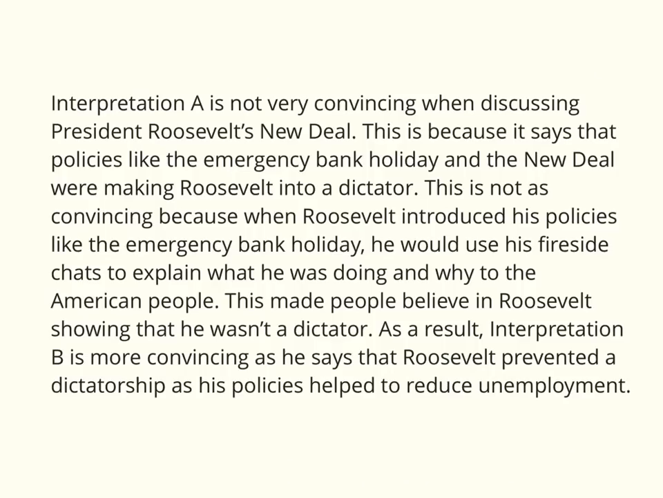So here's a model paragraph. As you can see, with the first sentence, I've clearly made a judgment. Interpretation A is not very convincing. Then I've talked about the source. So what does the source say? Well, it says that policies like the emergency bank holiday and the New Deal were making Roosevelt into the dictator. So I've paraphrased the source, I've brought in some contextual knowledge to show the examiner my level of understanding.